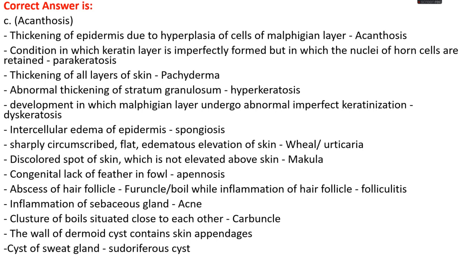Sharply circumscribed, flat, edematous elevations of skin are seen in cases like wheal and urticaria. A discolored spot of skin which is not elevated above the skin is known as macula. Congenital lack of feathers in fowl is known as epinosis. Abscess of a hair follicle is known as furuncle or boil, while inflammation of hair follicles is known as folliculitis. Inflammation of a sebaceous gland is known as acne. Clusters of boils situated close to each other are known as carbuncles. The wall of a dermoid cyst contains skin appendages. Cyst of a sweat gland is known as sudoriferous cyst.